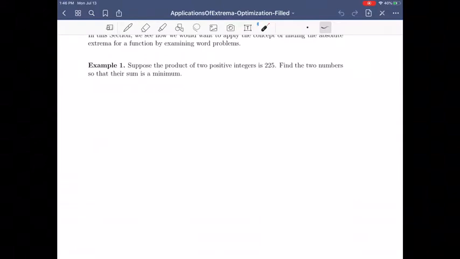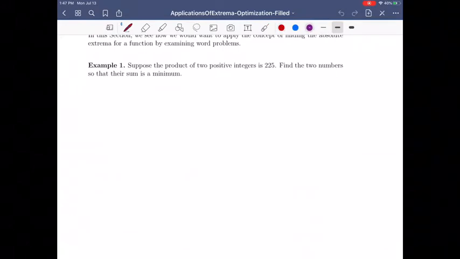So suppose that we know the product of two positive integers is 225. Okay, so when you multiply them together, you get 225. We want to find the two numbers so that their sum is a minimum. Okay, so we want the two numbers that have the smallest sum with a product of 225.